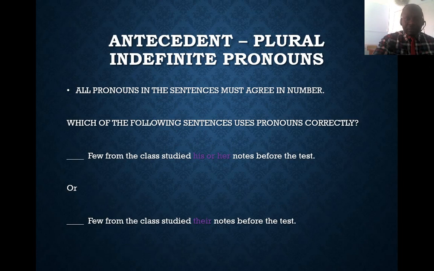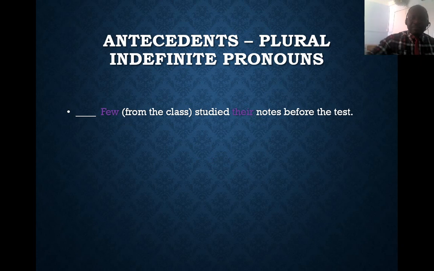I think we should look at them sententially. All pronouns in the sentences must agree in number. Yeah, reiterating that fact. Which of the following sentences uses pronouns correctly? The first one: Few from the class studied his or her notes before the test. Few from the class studied their notes before the test. Okay, big question. Which one is the correct answer? Alright, here you go. Few from the class studied their notes before the test.